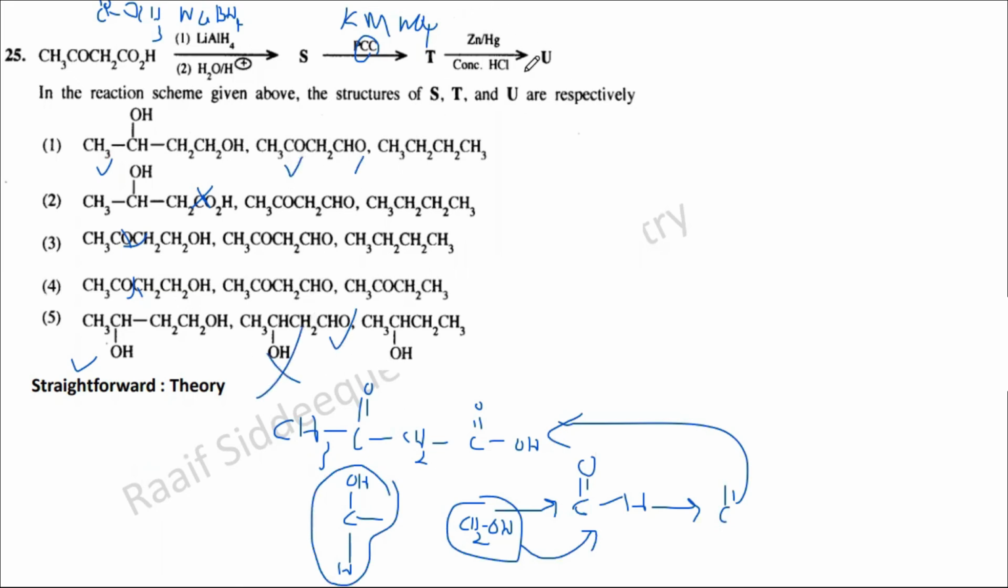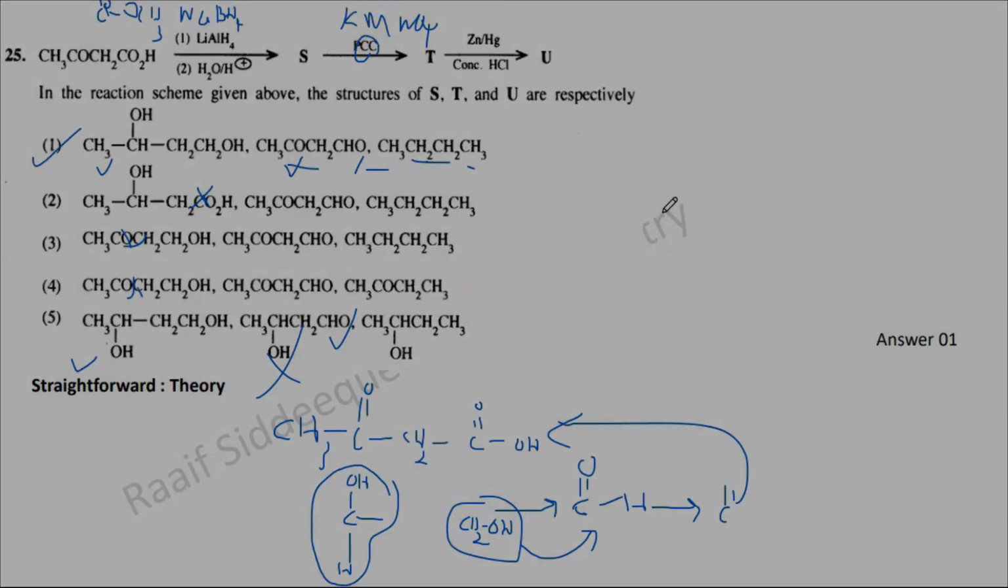And finally, there will be a Clemmensen reduction again, where oxygen is replaced by 2 hydrogens. So you can see the oxygen is converted to 2 hydrogens. So the correct answer is the first one. Okay.